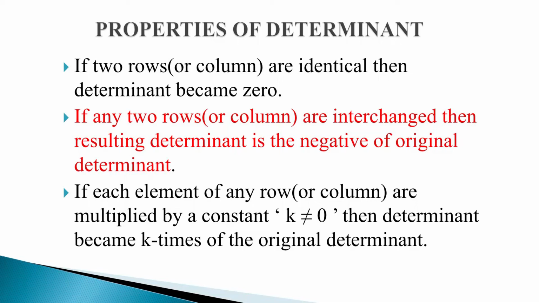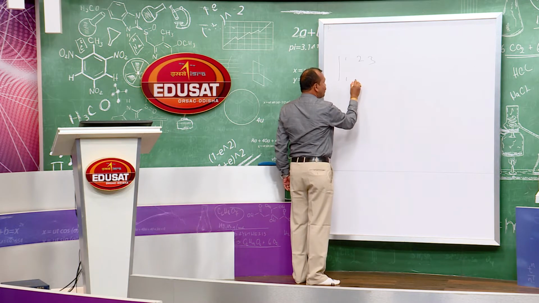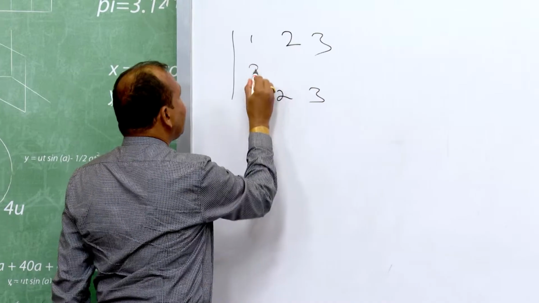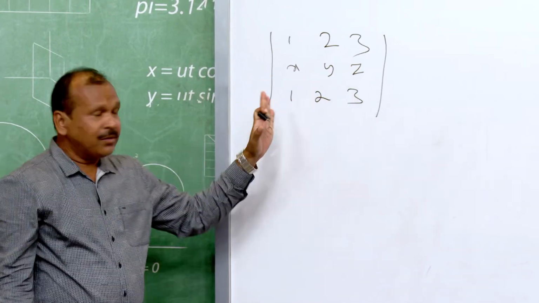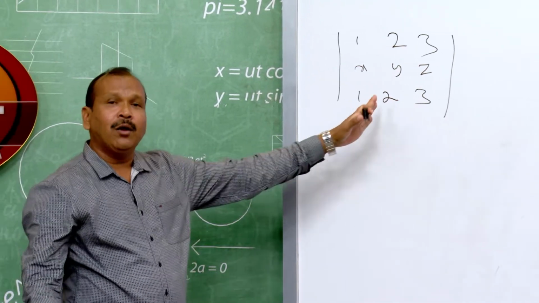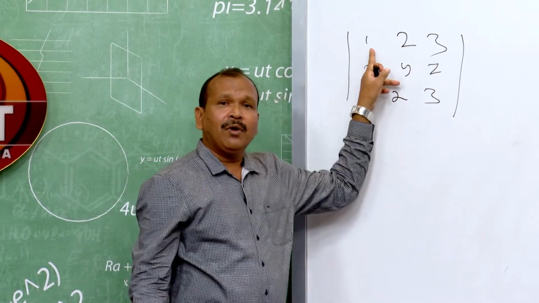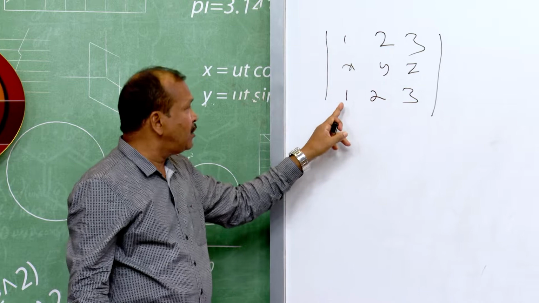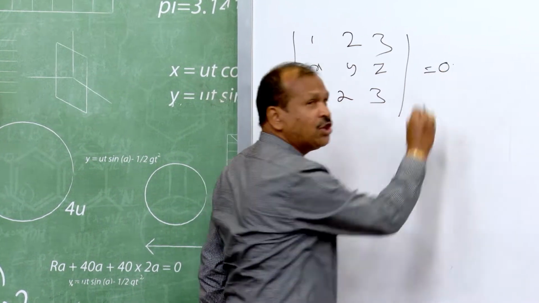If two rows or columns are identical, then the determinant value becomes 0. Suppose this is 1 2 3, and the third row is also 1, 2, 3. Suppose the second column becomes x, y, z. We cannot find the value of this determinant by the expanding method. Here the first row and third row are the same. Hence, the determinant value becomes 0.